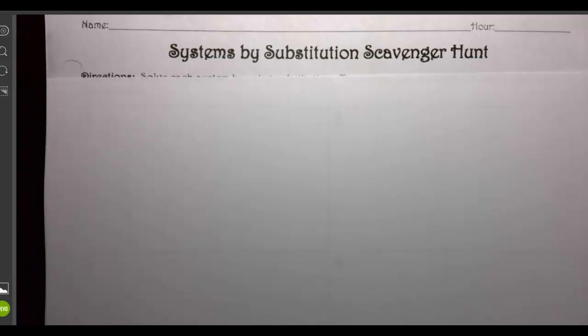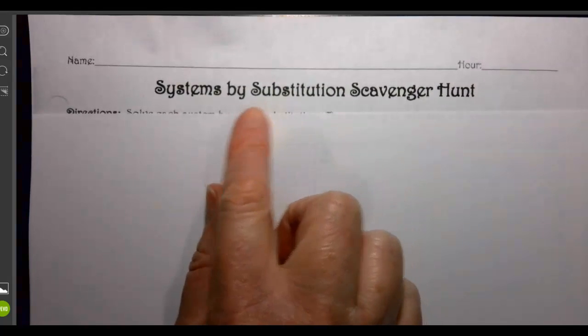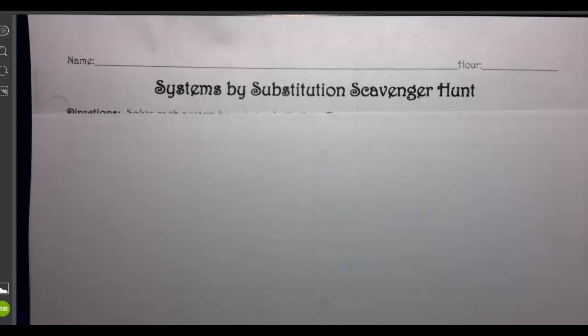For day 2 of substitution, we're just going to use the scavenger hunt. For those of you who are in person and watching this because you are absent, you can use this sheet right here. For those of you online, we're just going to be using a plain piece of paper. So get out a piece of paper right now, and I'm going to show you, it's in the Schoology folder for today for substitution day 2.